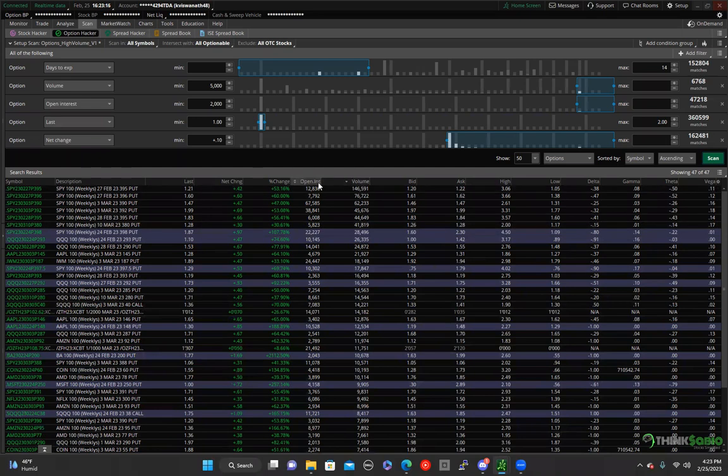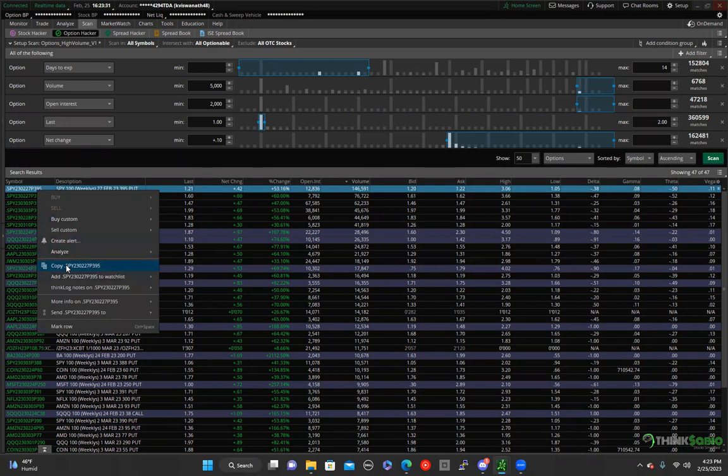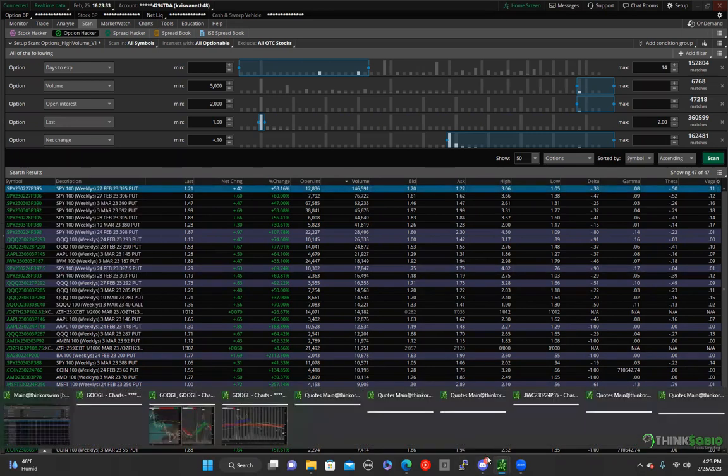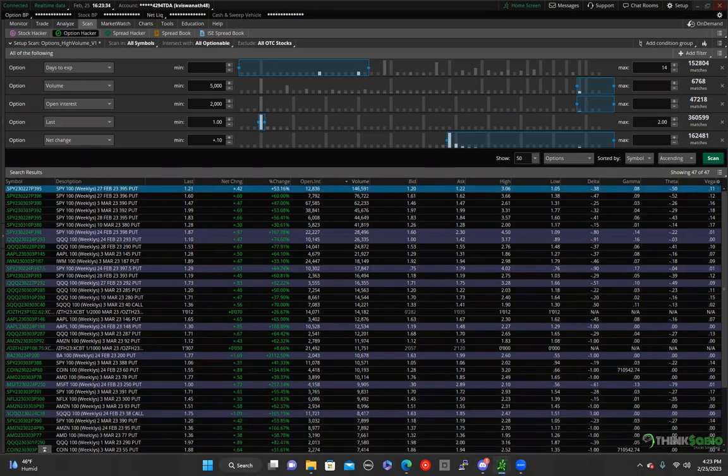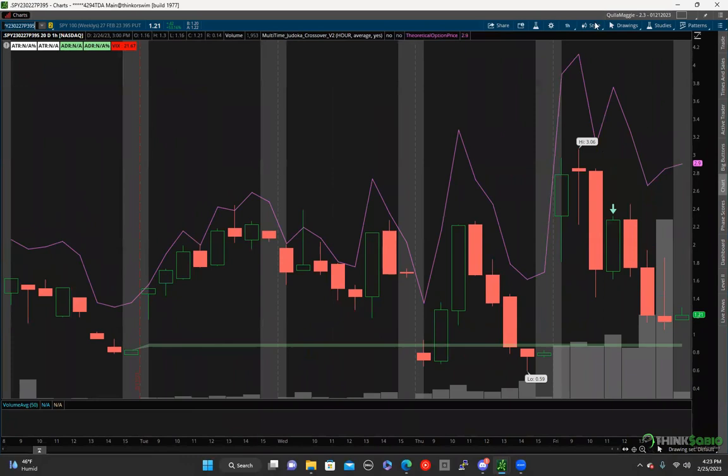And then you can basically sort it by volume. The contract with the highest volume right here is the SPY weekly 27 Feb 395 put. So you can just right click here, copy the contract, and open a chart for the contract, and you can basically see how it is.